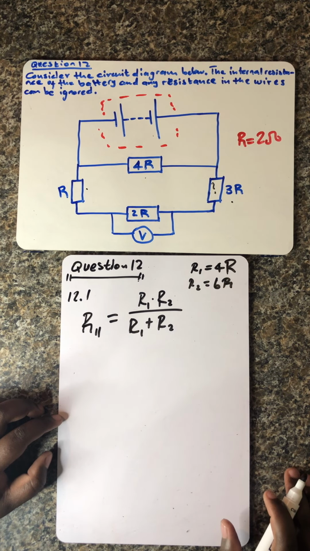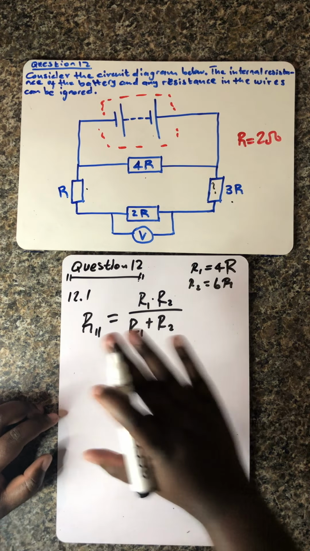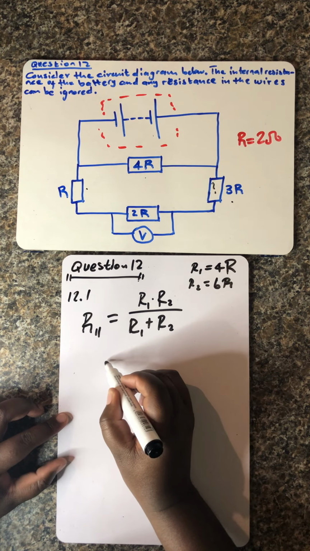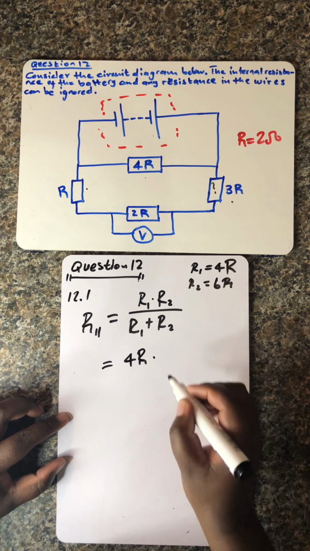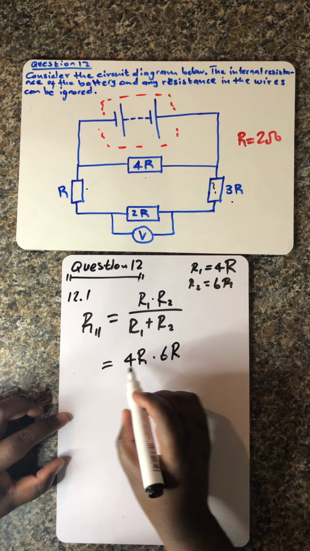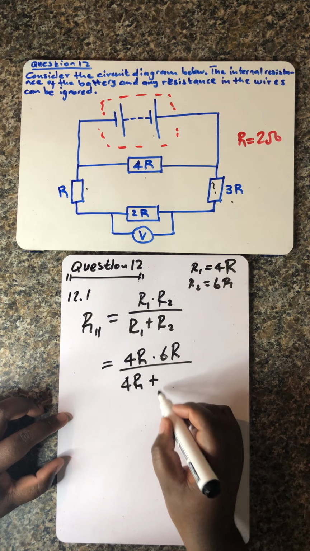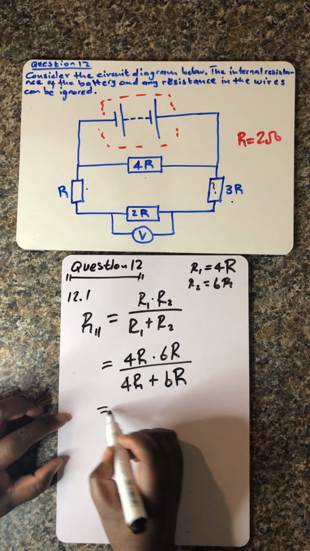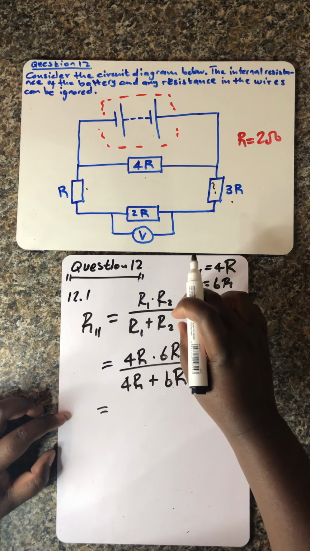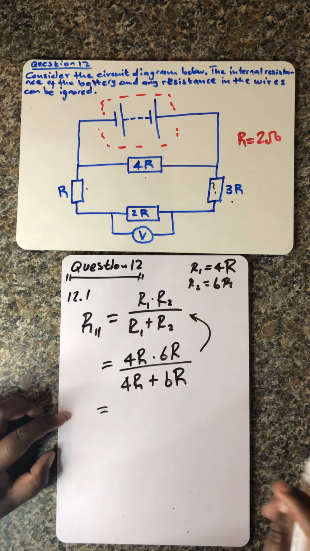And remember guys, this question was allocated only 3 marks. So for you to be able to get to that final answer of 2 ohms, I can guarantee that you will get all the marks. So now what is our R1? Our R1 is 4R, multiplied by 6R. The difference is at the bottom we've got a positive sign, then our R2 is 6R. Guys, it's just a matter of you substituting into that formula, and then from there you solve everything.